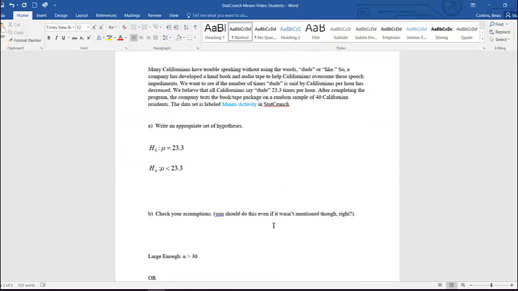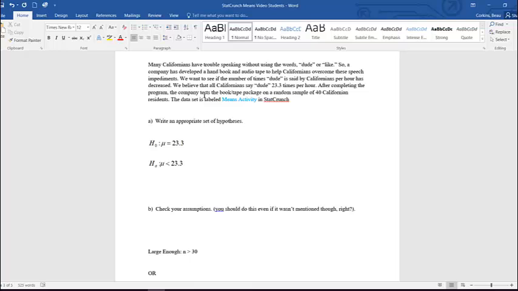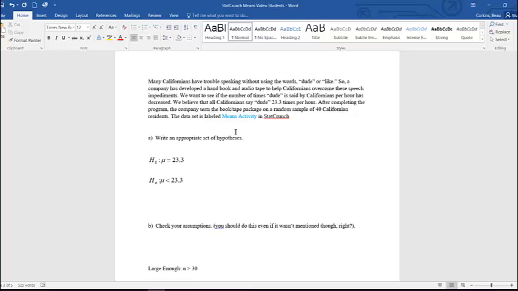Along those lines, let's look at another example. Many Californians have trouble speaking without using the words "dude" or "like." A company has developed a handbook and audio tape to help Californians overcome these speech impediments. We want to see if the number of times "dude" is said by Californians per hour has decreased. We believe that all Californians say "dude" 23.3 times per hour. After completing the program, the company tests the book/tape package on a random sample of 40 Californian residents.